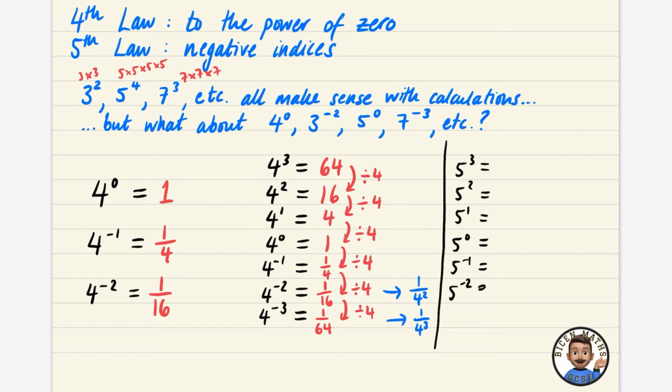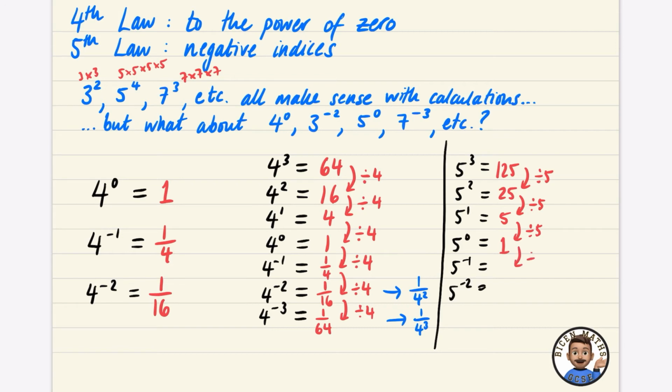So 5 cubed, 5 times 5 times 5 is 125. And 5 squared is 5 times 5. Yep, that's divided by 5. 5 to the power of 1 is 5. If I divide that by 5, I do get 5. Oh, look, I'm dividing by 5 each time, and I do get 1.